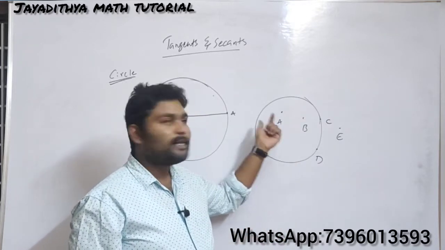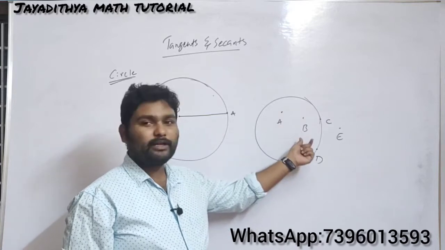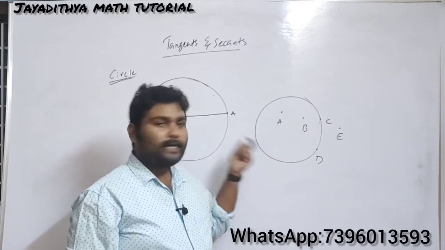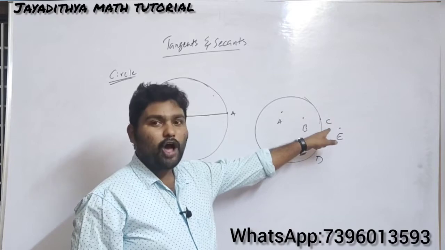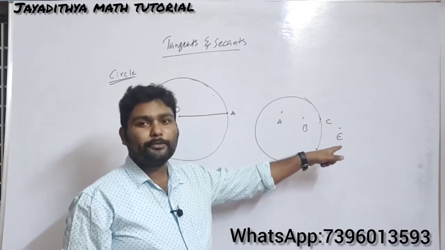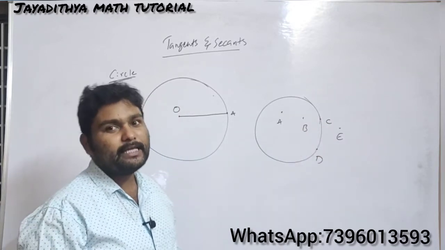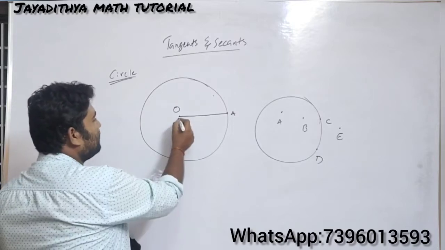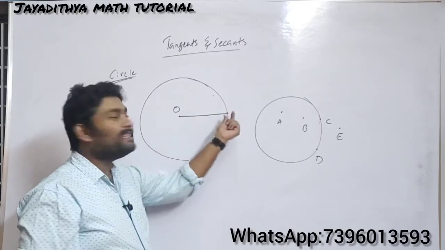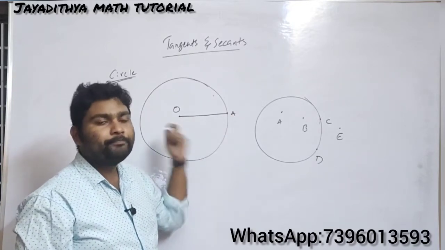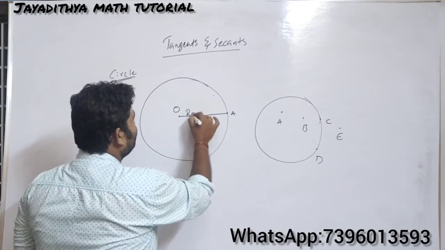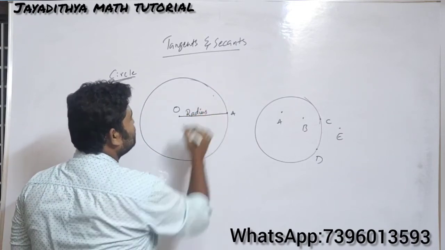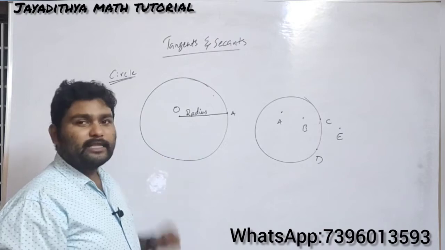Point A means the point is inside the circle. Point B is also inside the circle. Point C is on the circle, point D is on the circle, and what about point E? That is the exterior of the circle. The distance between the fixed point or center of the circle and a point on the circle is known as what? That is the radius of the circle.